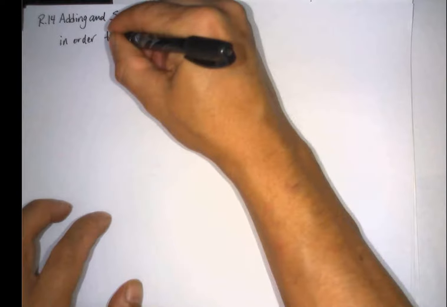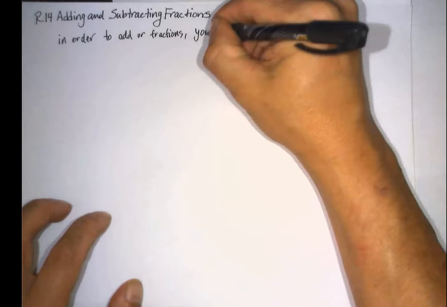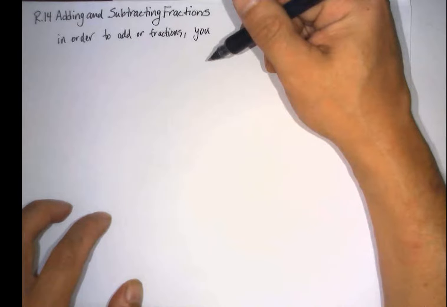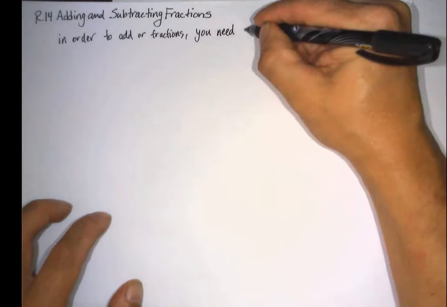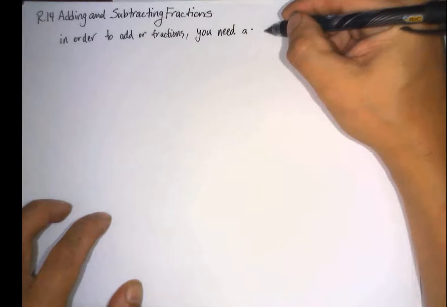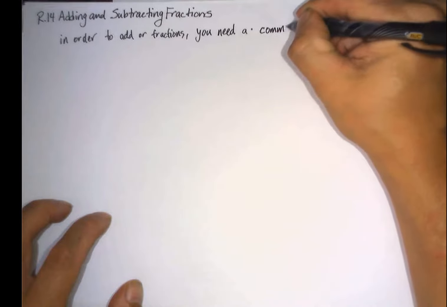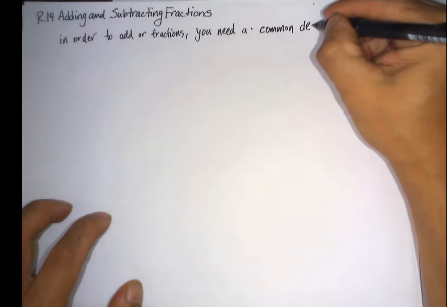Because in order to add or subtract fractions, you need a common denominator. You can't add apples and oranges. But if you find the common thing, fruit, you can add fruit and say you have 2 apples and 3 bananas, and that's 5 fruit. But you cannot combine unlike items. And the same thing applies to fractions.